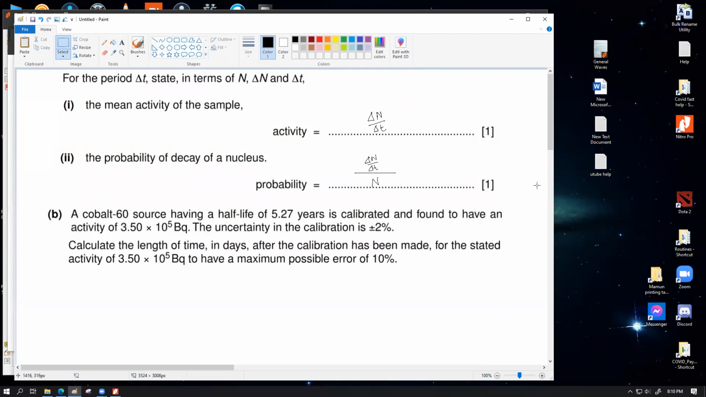A cobalt-60 source having a half-life of 5.27 years is calibrated and found to have an activity of 3.50 times 10^5 becquerel. The uncertainty of this calibration is plus minus 2%. Beautiful. Calculate the length of time in days after calibration has been made for the stated activity of this much to have a maximum possible error of 10%.